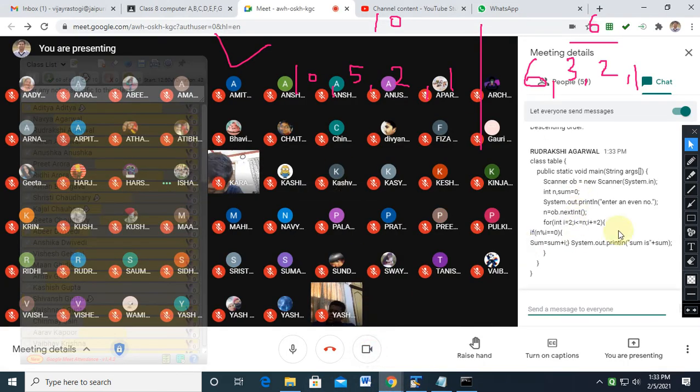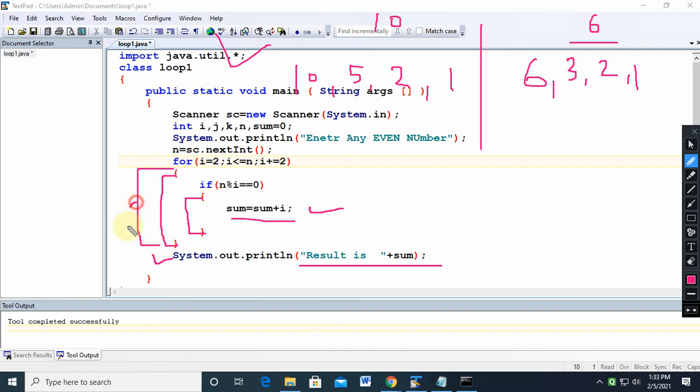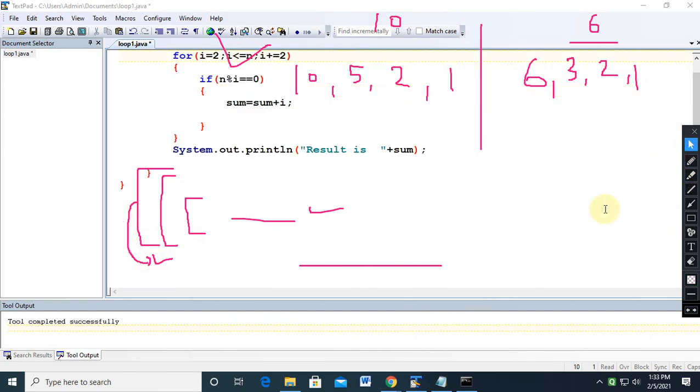Yes, Rudrakshi. But the printing has to be outside of the loop body. Please pay attention. See, the loop body is ending here. After the loop only we are printing the result. Am I clear, Rudrakshi? Yes, sir. So the printing has to be outside of the loop, not inside the loop. This is the loop body. So after this loop, we are supposed to print the result. Am I clear? Yes, sir.